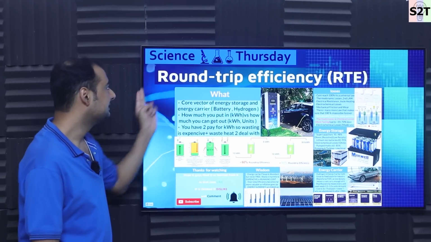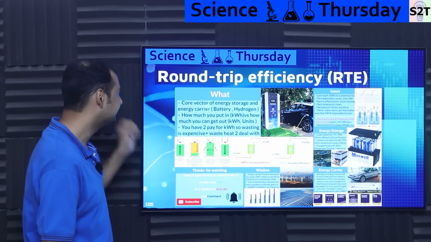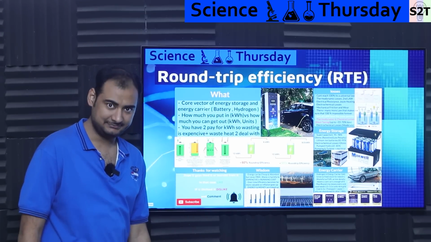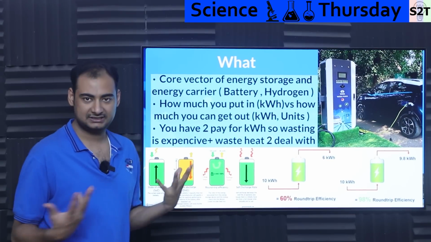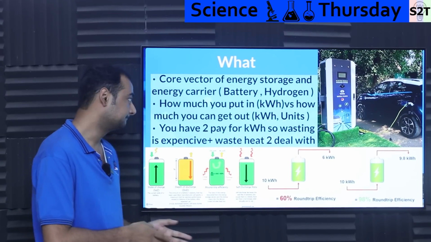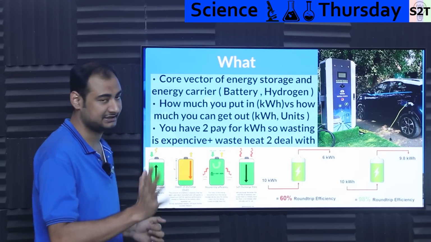In today's show, Science Thursday, we're going to talk about a very important overlooked topic, that is round trip efficiency, or RTE. So let's dive deep into it. So what does this mean? Well, this is a core vector of energy storage or energy carrier. They both have to basically go through this, aka battery or hydrogen, does not matter.